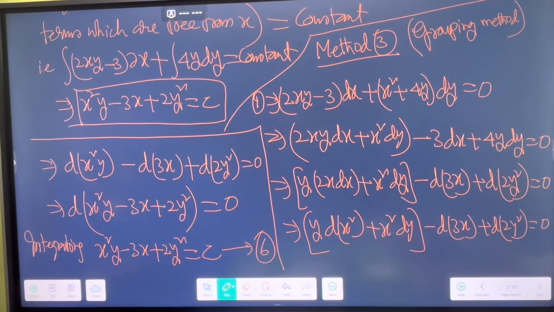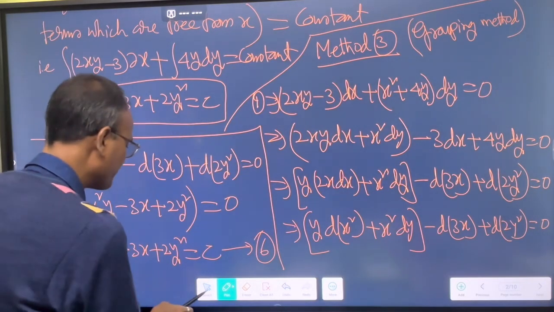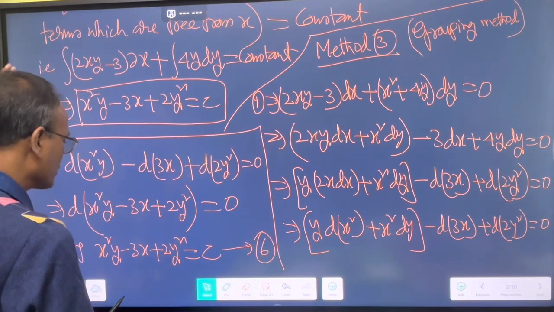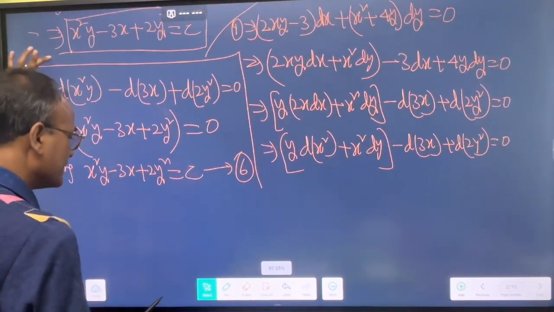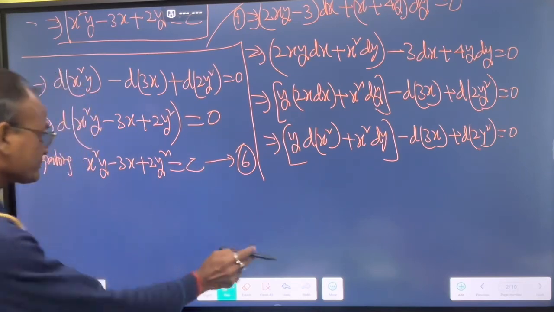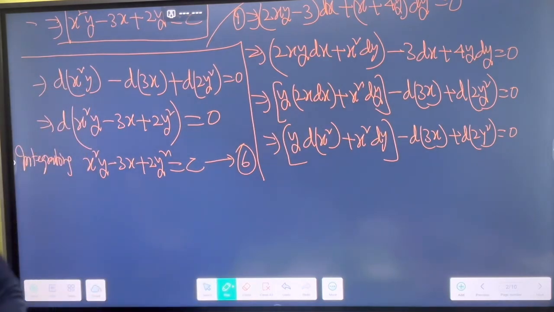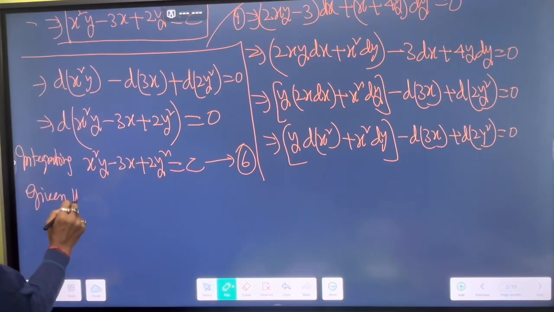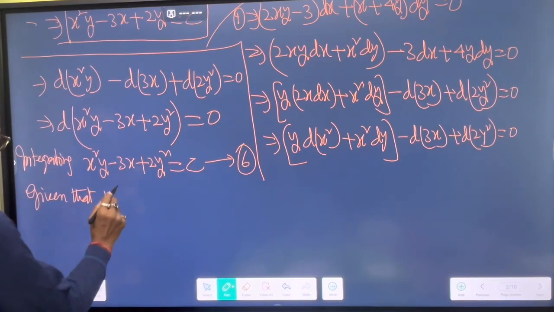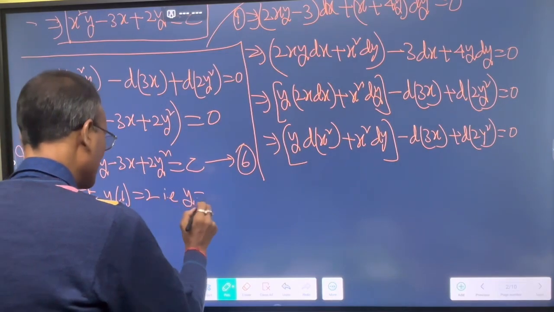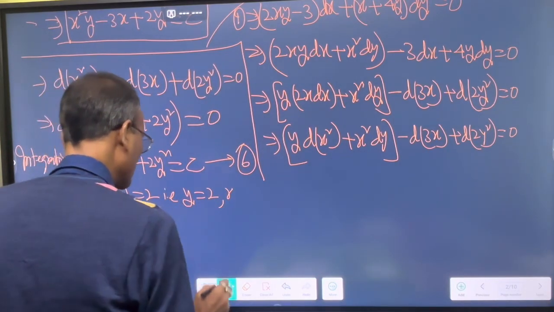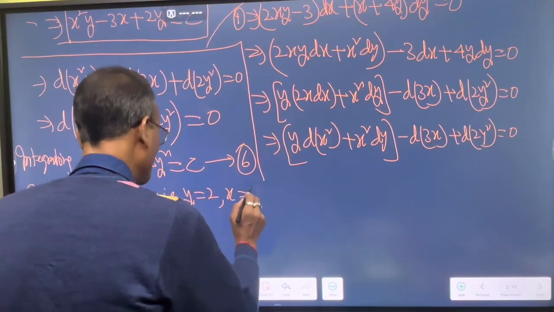Now apply the initial condition. Given that y(1) equal to 2, that is, y equal to 2 when x is equal to 1.